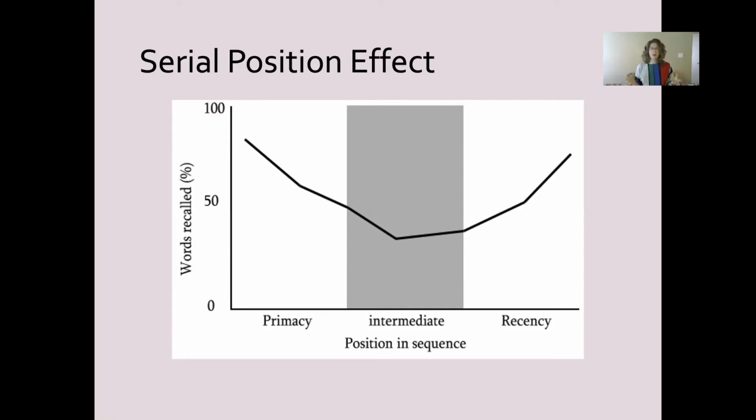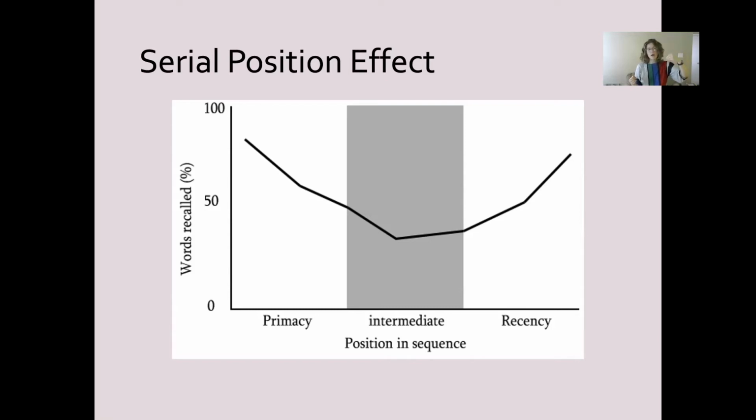What we're looking at here on the graph is our x-axis is position in sequence, meaning when you move from left to right, you're starting with the first item in a series, second, third, fourth, etc. We don't have all the numbers exactly labeled here, but just know we're starting at the beginning of the list and moving towards the end. And then our y-axis going up and down is the percentage of the words that you recalled.